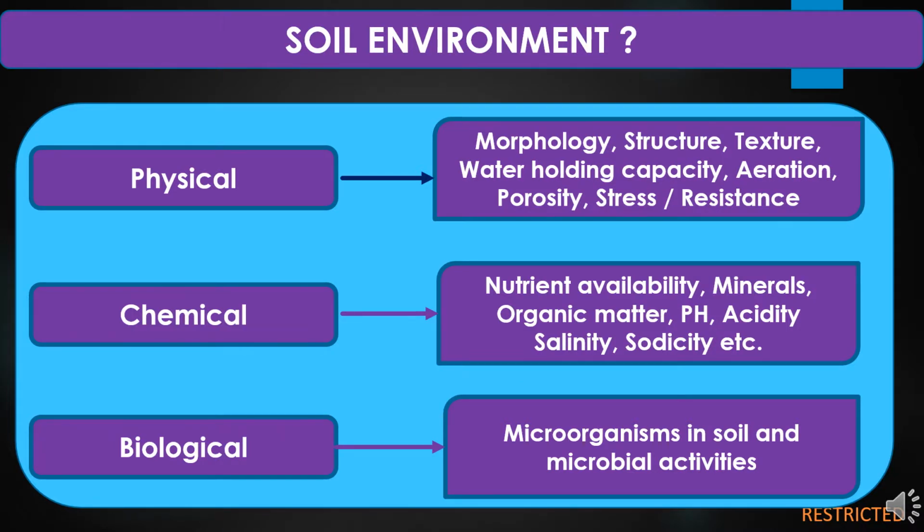Soil environment is categorized into three types: physical environment, chemical environment and biological environment. The physical environment refers to the soil morphology, soil structure, soil texture, water holding capacity, aeration, porosity and stress or resistance. The chemical environment refers to the nutrient availability status of soil, presence of minerals, organic matter, pH level, acidity, salinity and sodicity, etc. And the biological environment refers to the microorganisms present in soil and microbial activities.